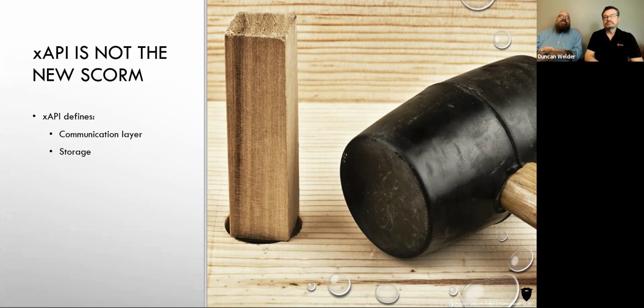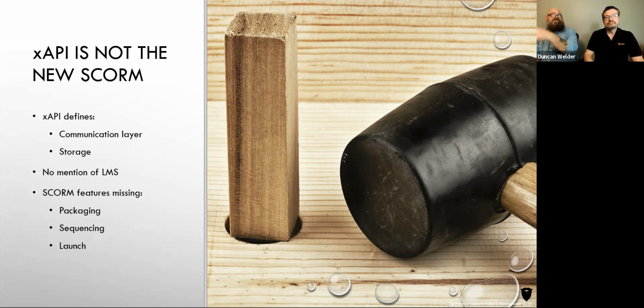One of the benefits of the specification is that it requires that the learning record store can send and receive statements from other learning record stores, easy for me to say, but there's no mention of an LMS in the specification at all. So unlike SCORM, there's nothing in xAPI that discusses packaging courses, how they get launched, what does completion mean, how do you sequence those kinds of things. So what we have is a fairly limited amount of guidance as to how to use or apply xAPI. So again, as I mentioned, those SCORM functions are missing there.